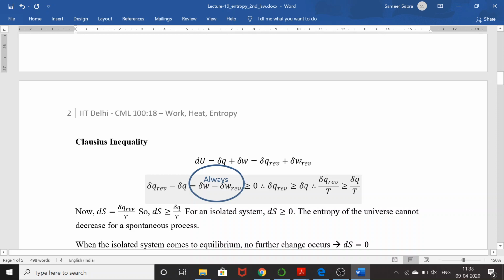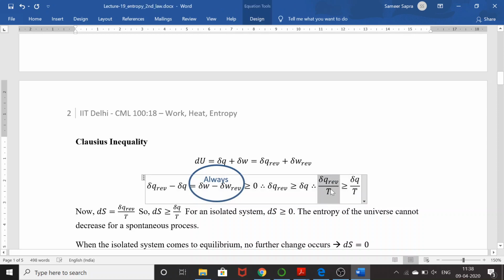Therefore, delta Q reversible minus delta Q is always greater than or equal to 0, or delta Q reversible is always greater than or equal to delta Q, and I can divide both sides by T, the temperature. So delta Q reversible/T is always greater than or equal to delta Q/T, and we know that this is nothing but dS. So dS is always greater than or equal to delta Q/T.